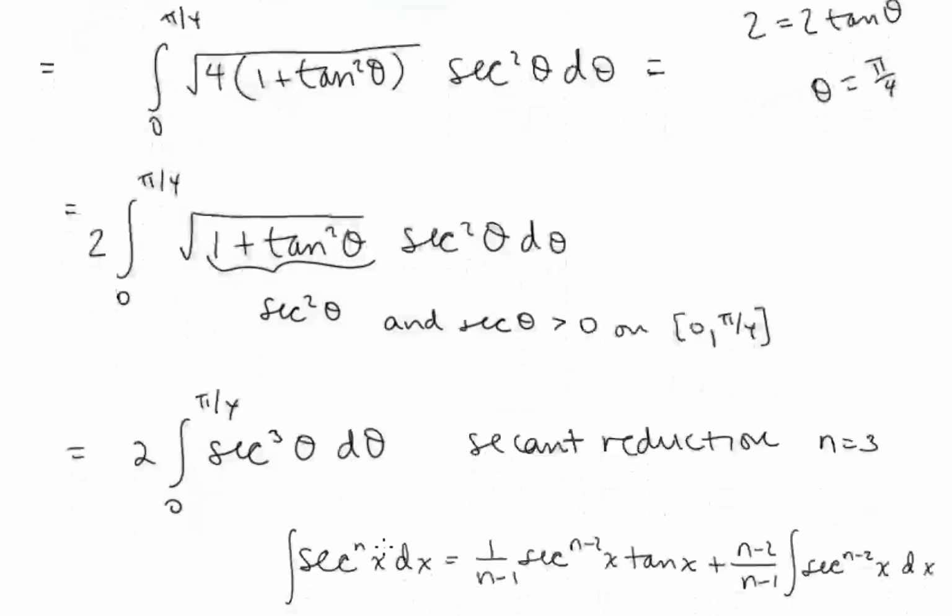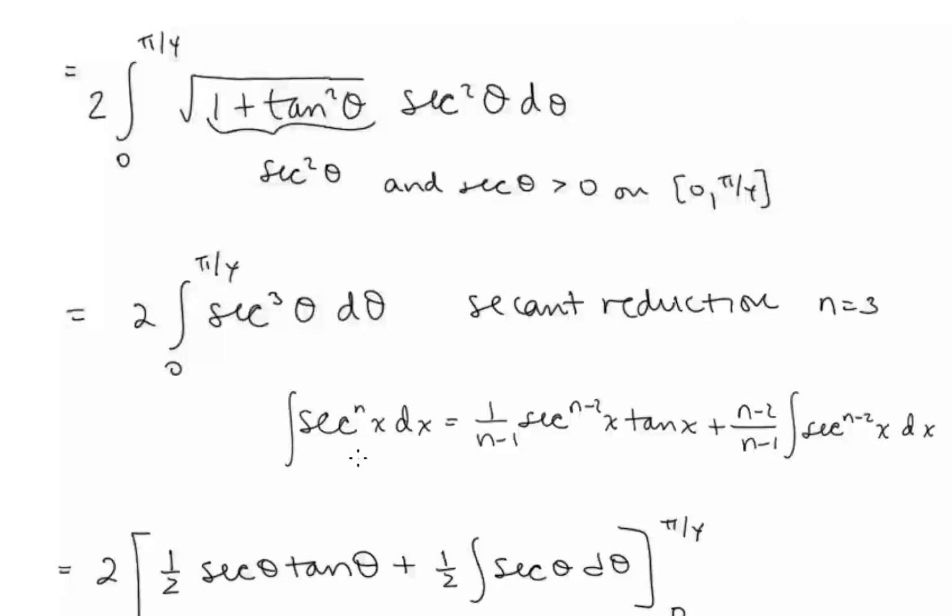And so for this we're going to use the secant reduction formula with n equal to 3. And so that gives us, we still have our 2 on the outside. And so the integral of secant to the third x dx, in this case we have theta and d theta. So that gives us 1/2 secant theta tan theta plus, again, 1/2 integral secant theta d theta.